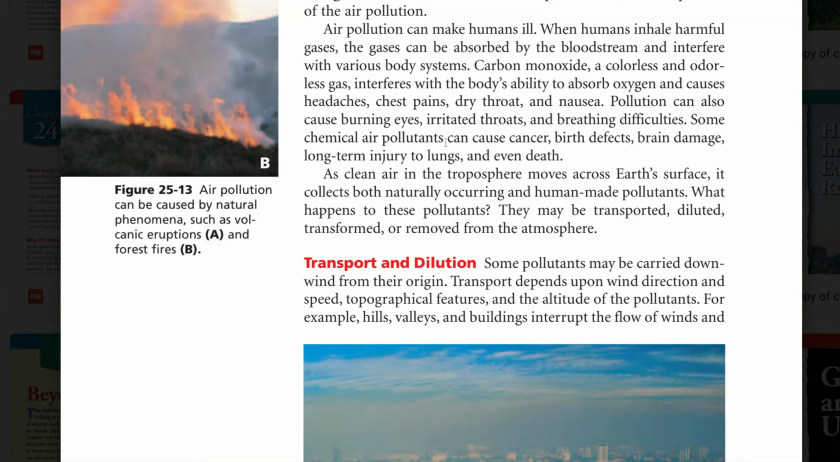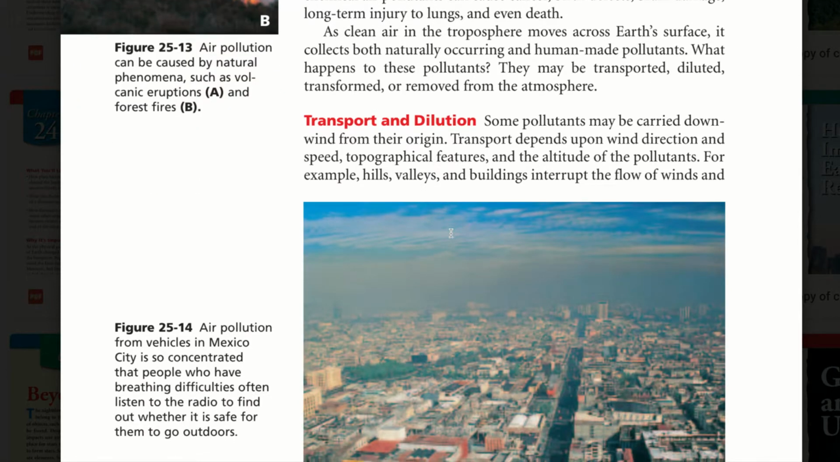Some chemical air pollutants can cause cancer, birth defects, brain damage, and long-term injury to lungs or even death. As clear air in the troposphere moves across Earth's surface, it collects both naturally occurring and human-made pollutants. What happens to these pollutants? They may be transported, diluted, transformed, or removed from the atmosphere.